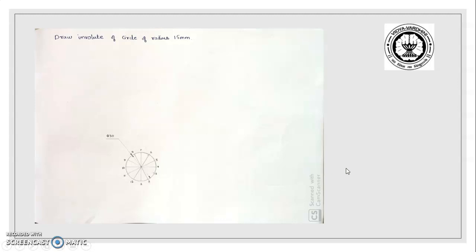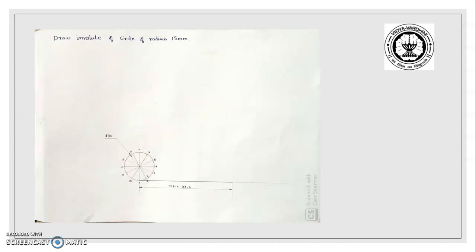Once you have drawn this, the next step will be to draw a line. In our case, this will be the inelastic string. What should be the length of the string? It will be equal to the distance pi d. So here I have calculated the distance pi d equal to 94.4 and this line we have drawn. In some cases, when the length of the string is given, that specified length of the string must be drawn and wound around the circle. In this case, we are drawing the involute of a circle, so the distance will be pi d.